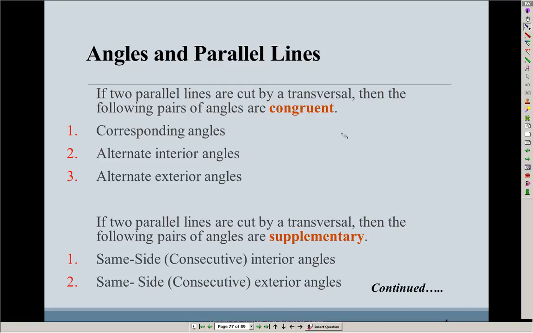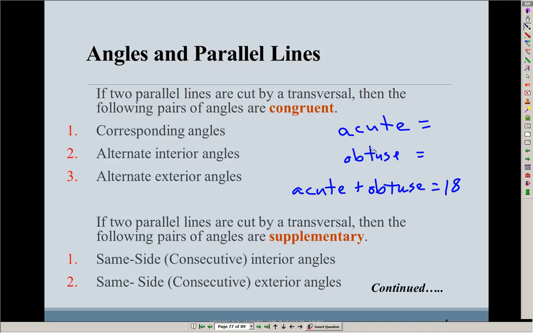Even another way to look at this is when parallel lines are cut by a transversal. Just remember, all of the acute angles will be equal. All of the obtuse angles will be equal. And an acute plus an obtuse will equal 180. So acutes equal each other, obtuses equal each other, and one of each adds up to 180. But specifically, corresponding angles are congruent, alternate interiors are congruent, alternate exteriors are congruent, consecutive interiors supplementary, and consecutive exteriors are supplementary.